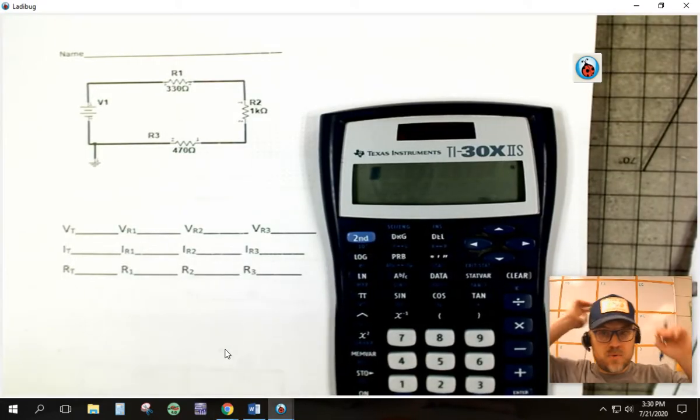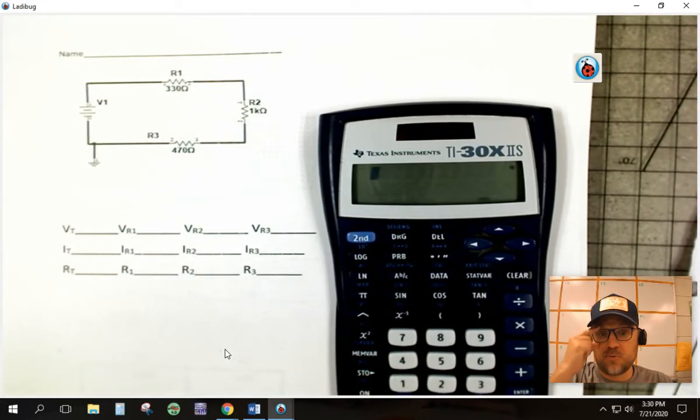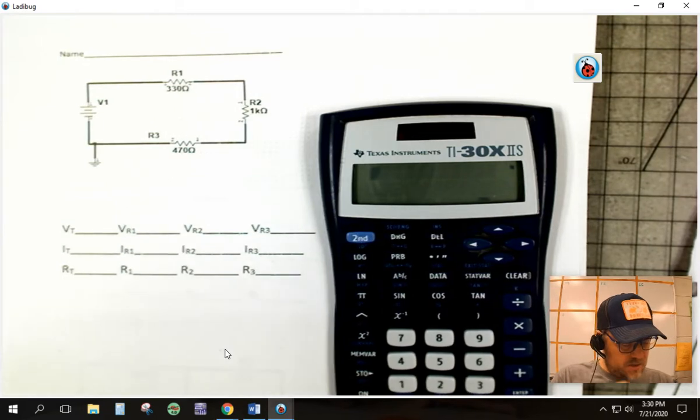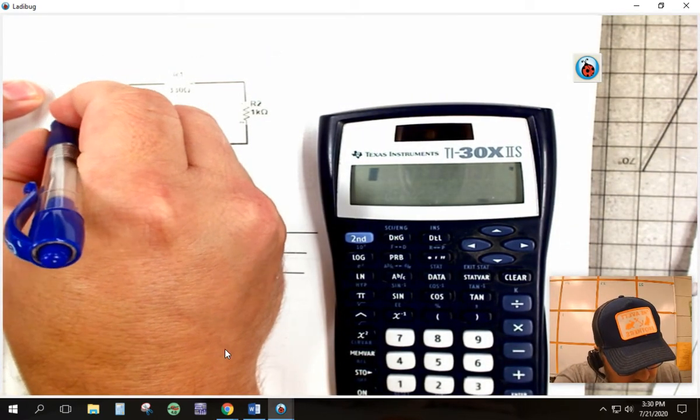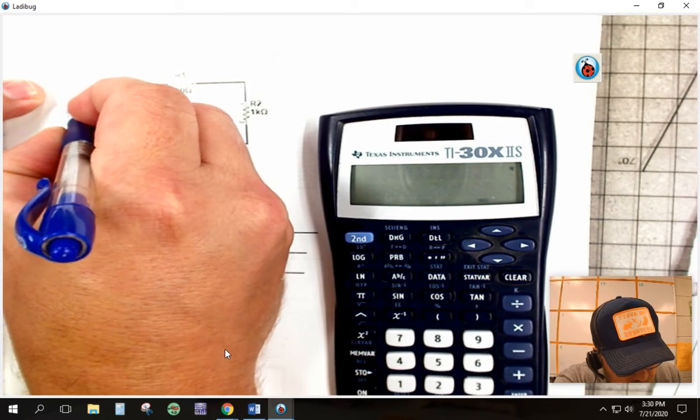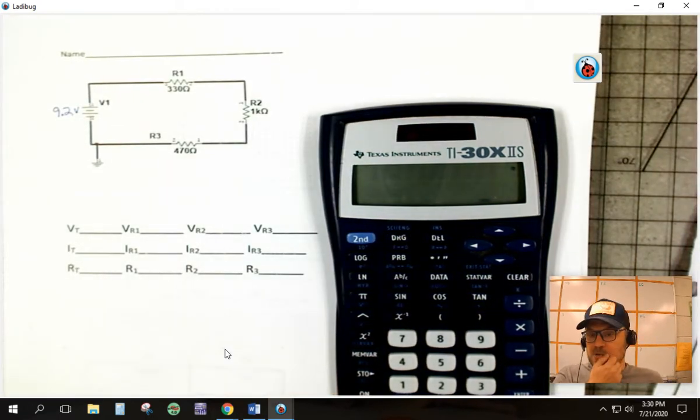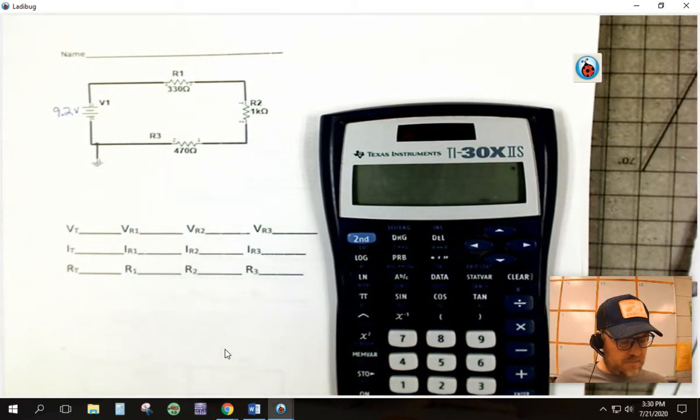Hey, so I wanted to show you a video on how to break down a series circuit. And this is kind of the method I use. I'm going to start here and just tell you that my total voltage, we'll say, is 9.2 volts. And so we look at this, and I start with this template.